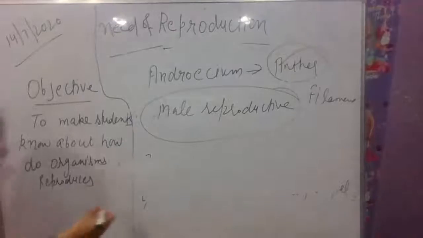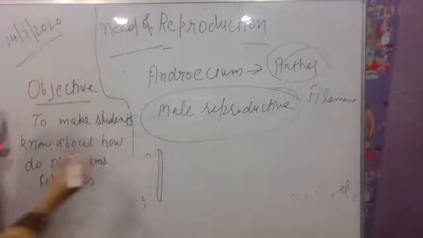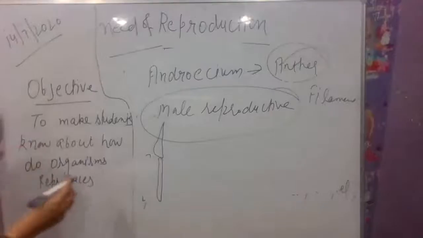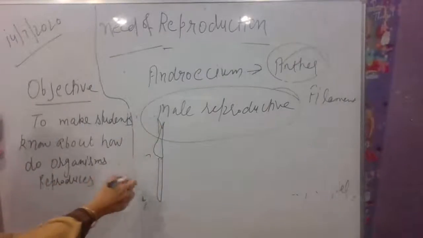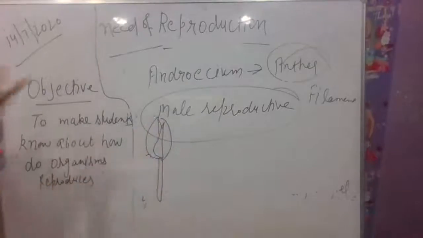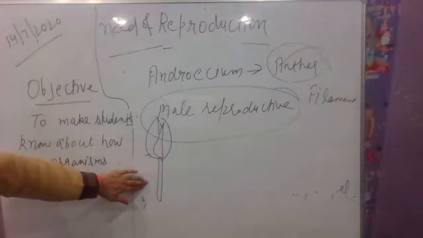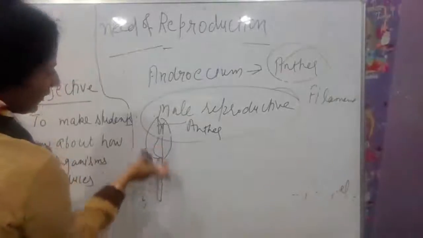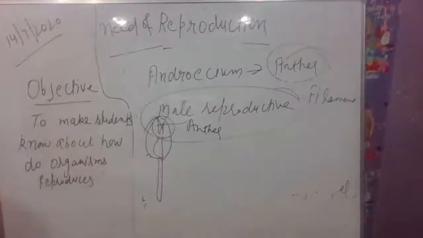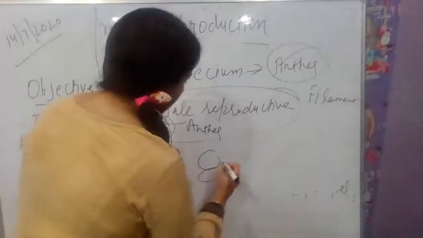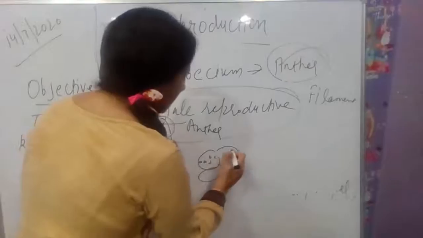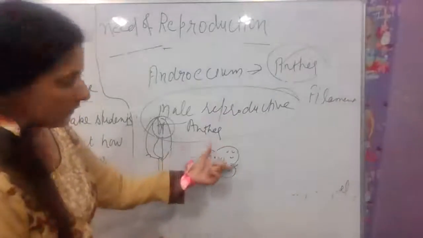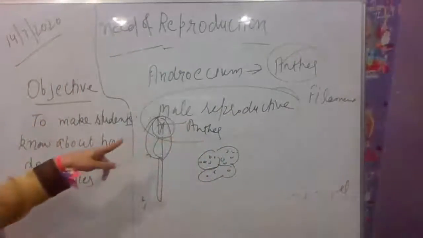In the upper portion, here I just make the diagram. This is the filament. This is connective tissue, and this is the anther. Connective tissue connects anther to filament, and this anther contains pollen grains. Each lobe has 4 sacs; the bilobed anther contains pollen grains, and these are male reproductive cells.